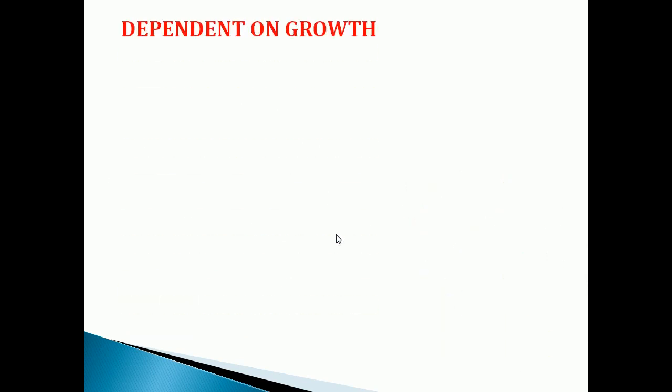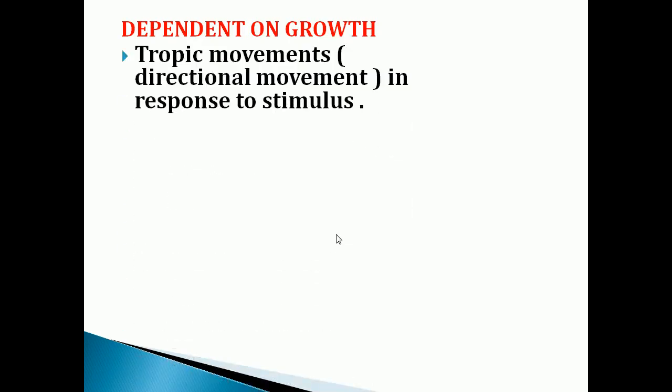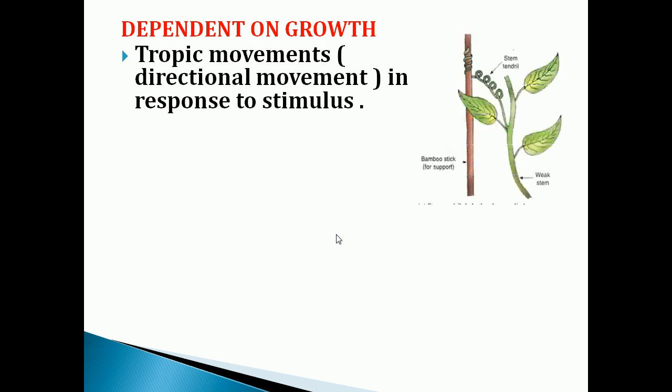And the movement of the plant that depends on growth is tropic movements. That is directional movement. It responds to the stimulus. It is a directional movement, a unidirectional movement.